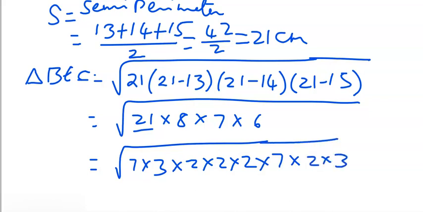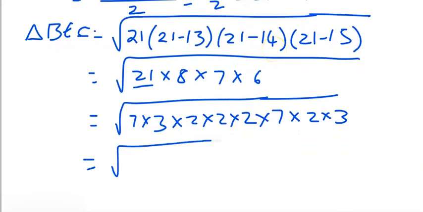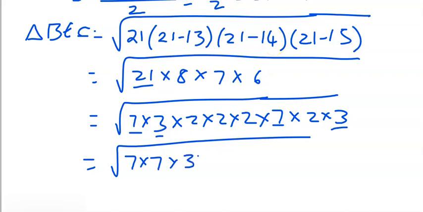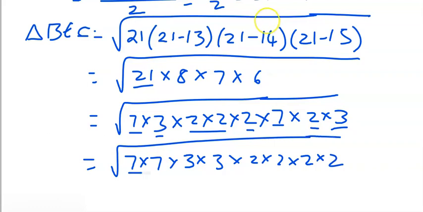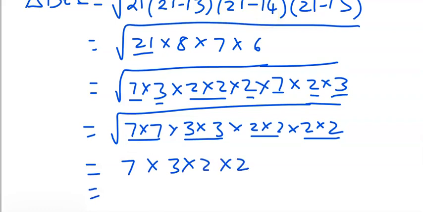Now, pairing up the same numbers to find the square root, 7 and 7 I'll write together. 3 and 3 I'll write together. And two 2's I'll write together. And one more pair of 2 is there. I'll write it together. Now finally 7, 3, 2, 2. These are in pairs, so let us write one from each. That gives you the square root of the number. 7 into 3 into 2 into 2 gives you 84.